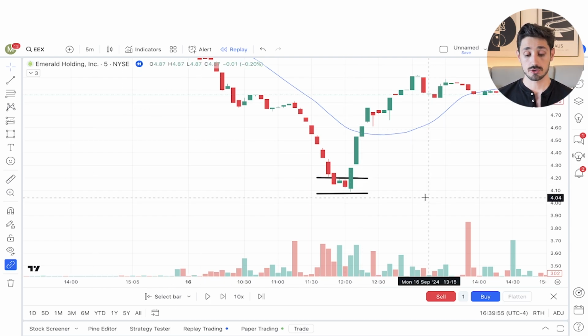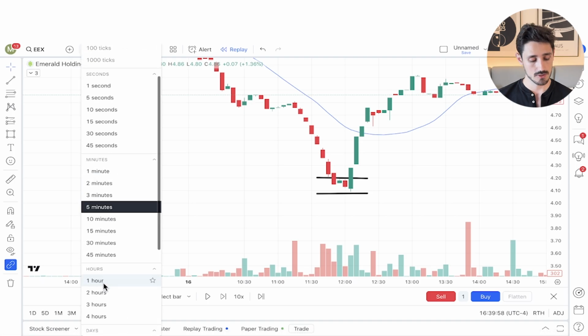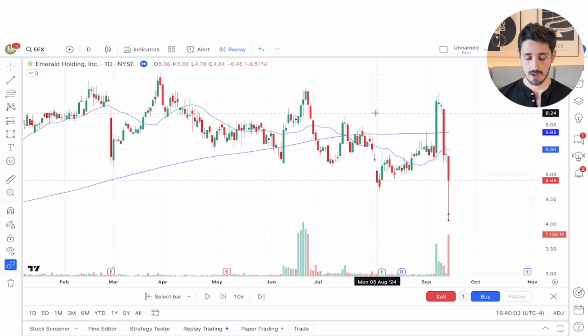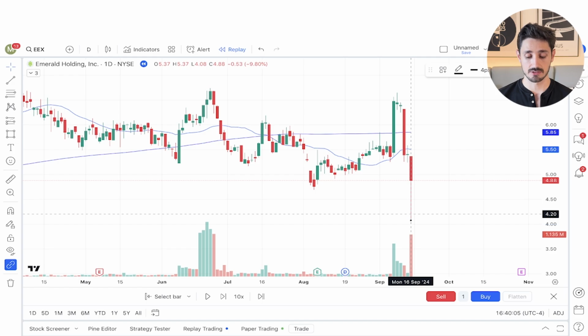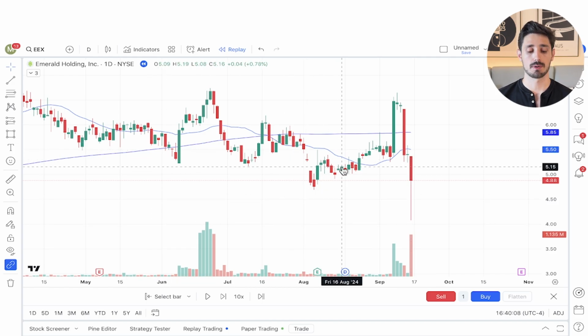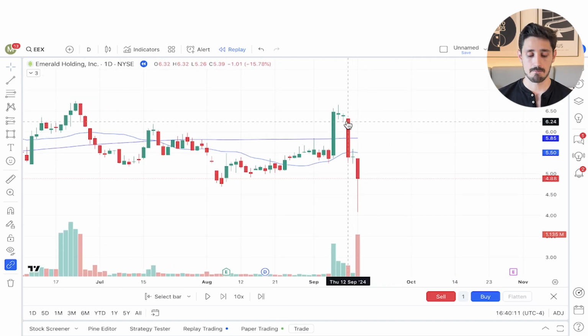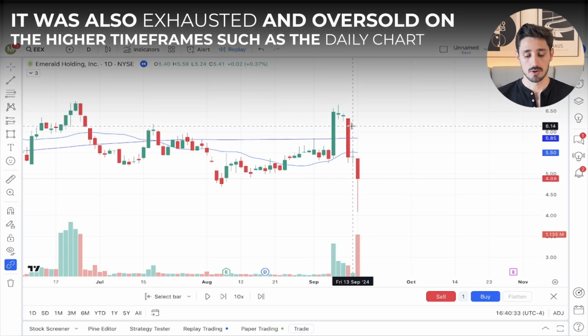But what made this also especially interesting was the daily. So let's take a look at the daily. Look at this daily. In this case, we actually just sliced through all of this support. But what I want you to look at is we had a massive red bar 2 days prior, then we had a small little doji, and then we had another massive red bar. I mean, this was oversold, exhausted, not only on the 5-minute and the 15-minute time frame, and obviously the 1 and the 2, in other words, on the intraday time frames. It was also exhausted and oversold on the higher time frames, such as the daily chart.